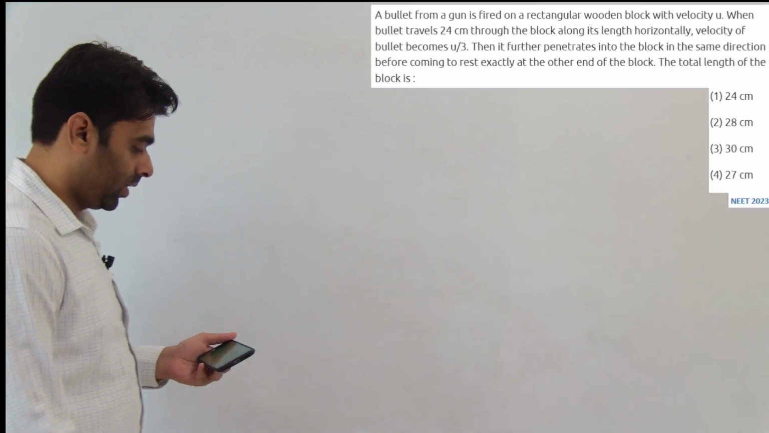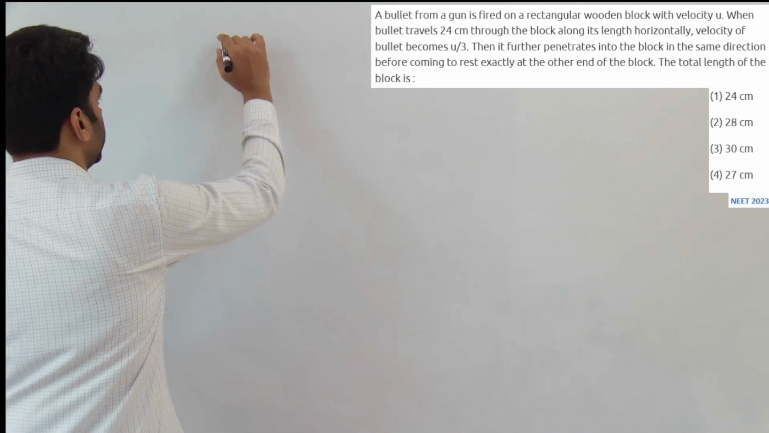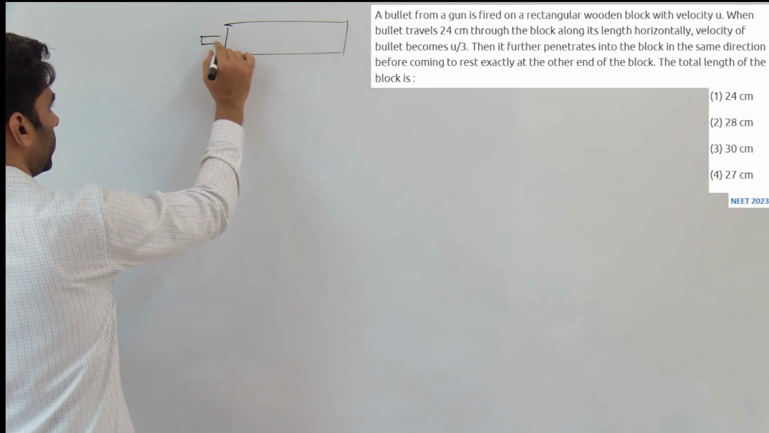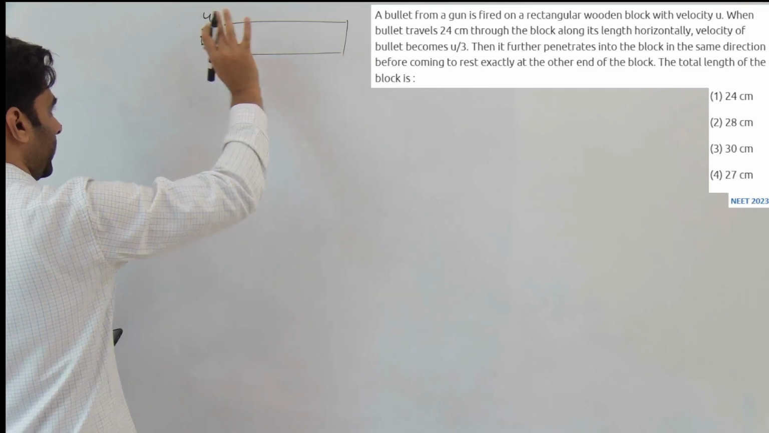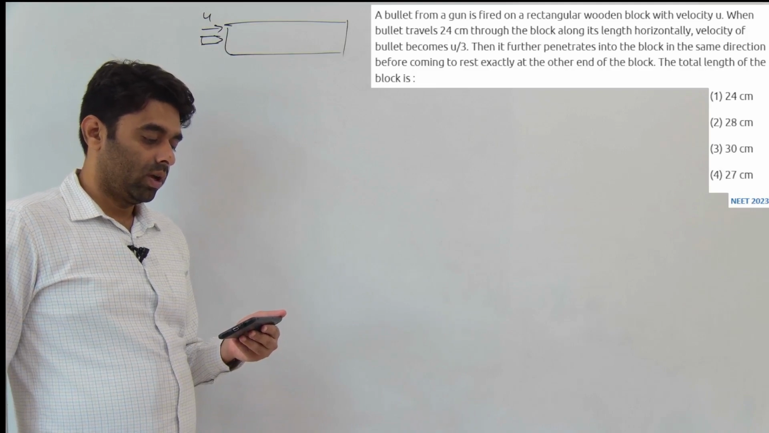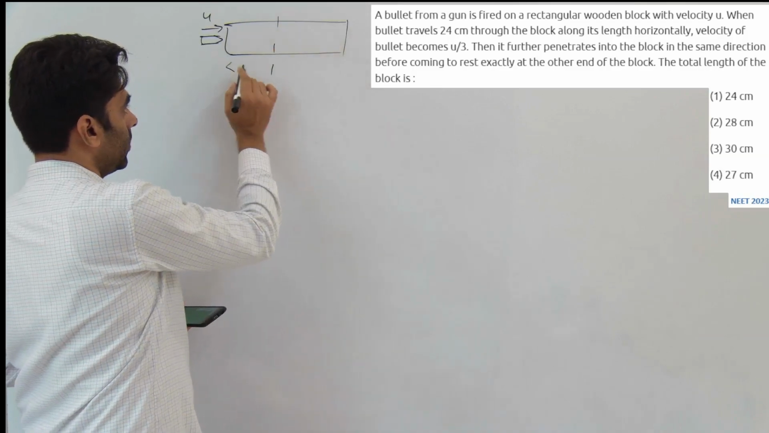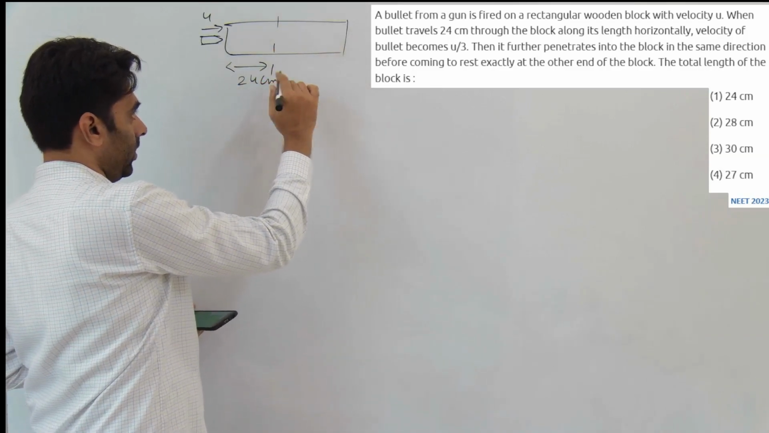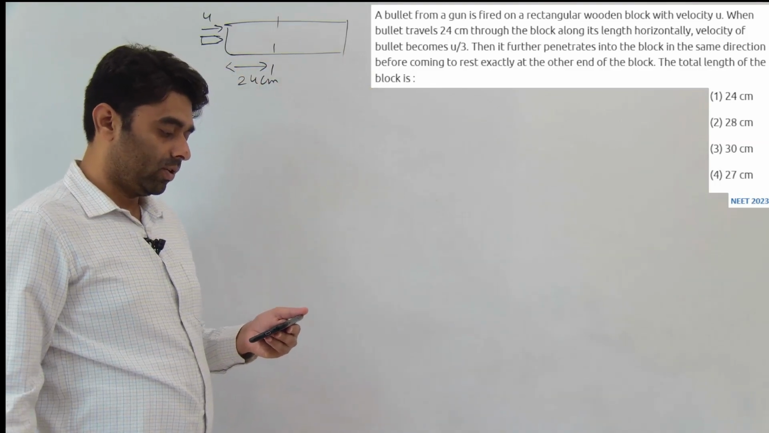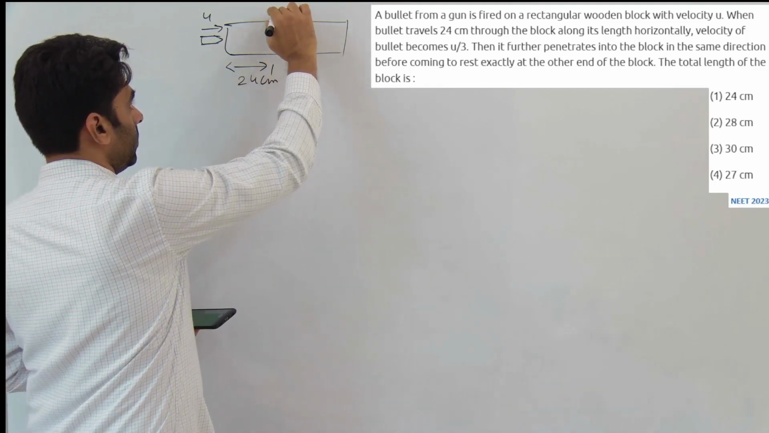The next question is, a bullet from a gun is fired on a rectangular wooden block with velocity u. Let's say this is a rectangular wooden block and the velocity of the bullet is u. It is fired and it enters with the speed of u. When the bullet travels 24 centimeter through the block along its length horizontally, we don't know what the actual total length is, but they have said that when it travels 24 centimeter, the velocity of the bullet becomes u by 3. That means at this position, its speed becomes u by 3.